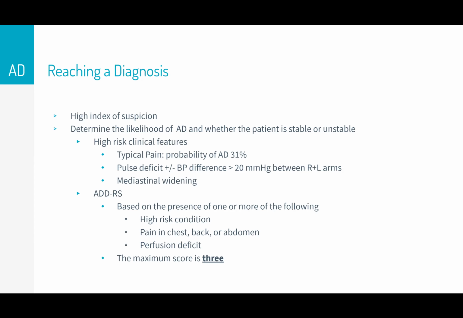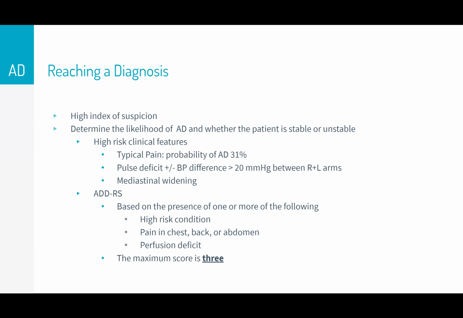For each class, you can have only one point, regardless of how many risk conditions you have, how many sites have pain, or how many signs of perfusion deficit. This is one of the things that people criticize about this score, that it does not take that into account. So if you have hypertension and you are a Marfan syndrome patient, you will have only 1 point, while a patient with only hypertension will also have 1 point.